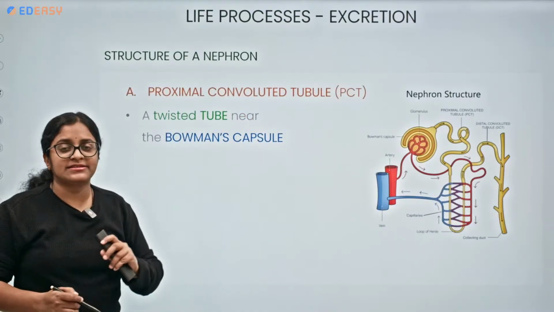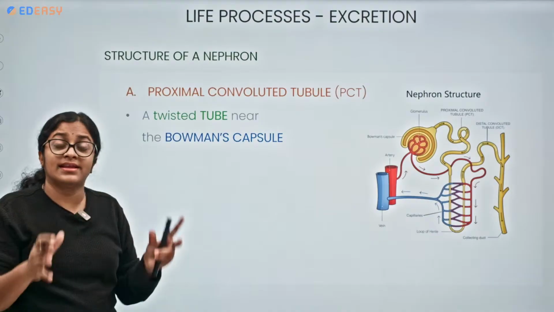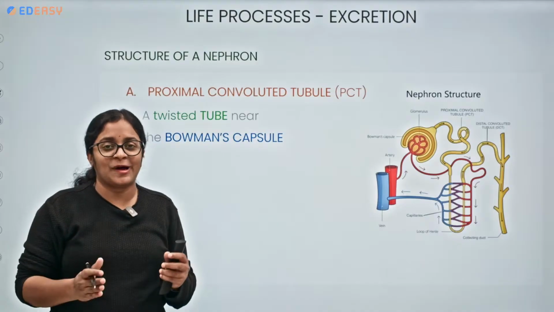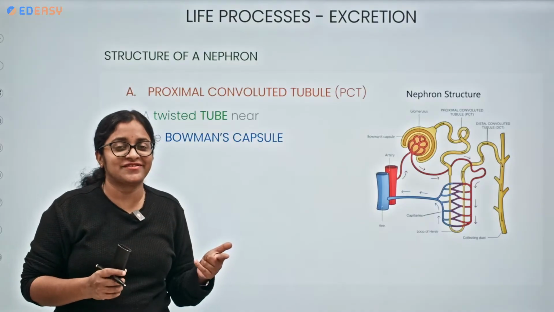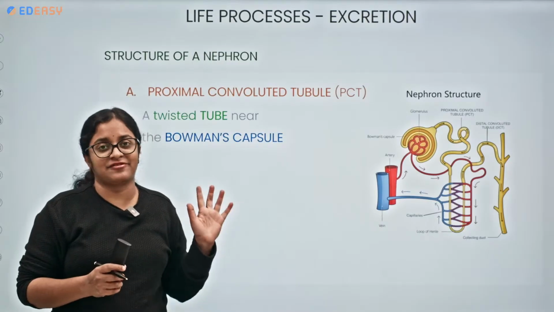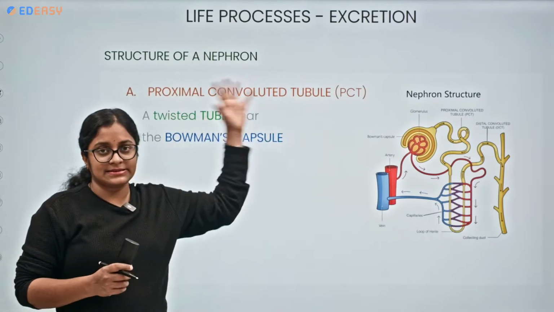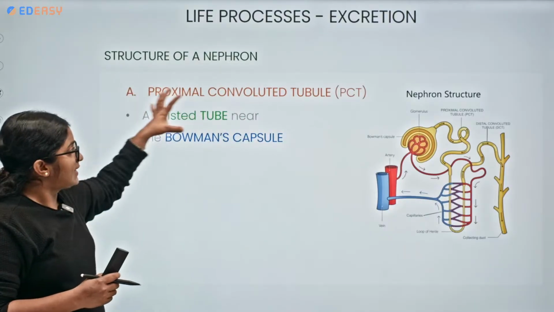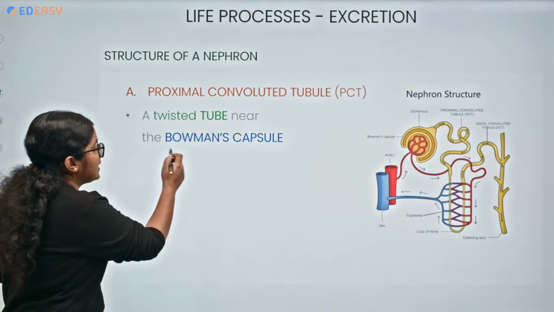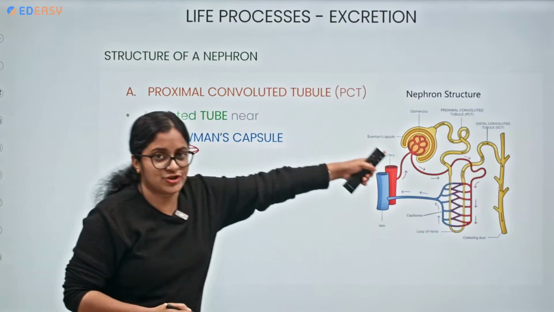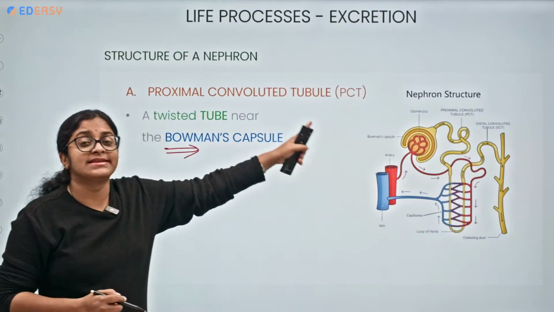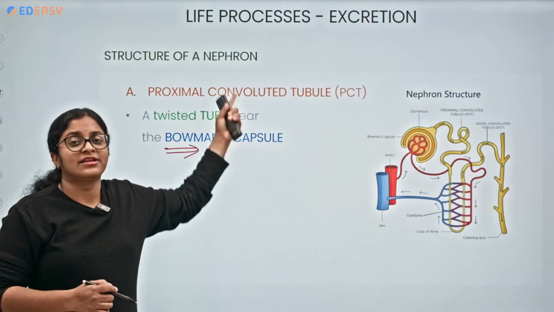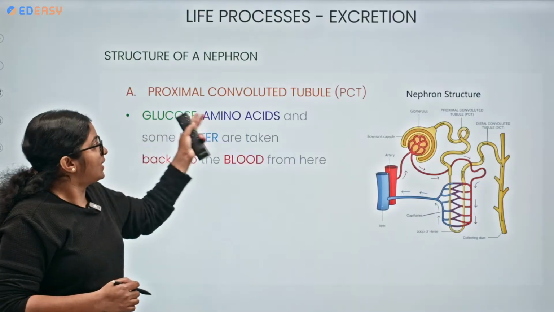So now what does the PCT do and what does the DCT do? Let's learn how they are important. Remember, we are in the concept of the structural and functional unit of the kidney. What is that? It is a nephron. The PCT, DCT and loop of Henle are parts of a renal tubule. So what is the proximal convoluted tubule? Near the end of the Bowman's capsule, we will be able to see the PCT, the proximal convoluted tubule of the renal tubule. Okay, so what does this PCT do?